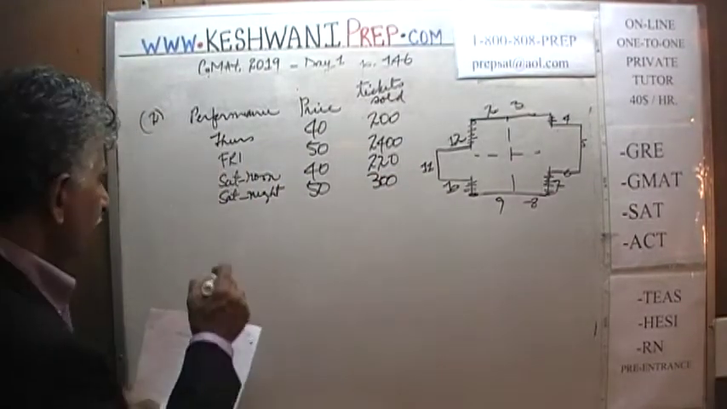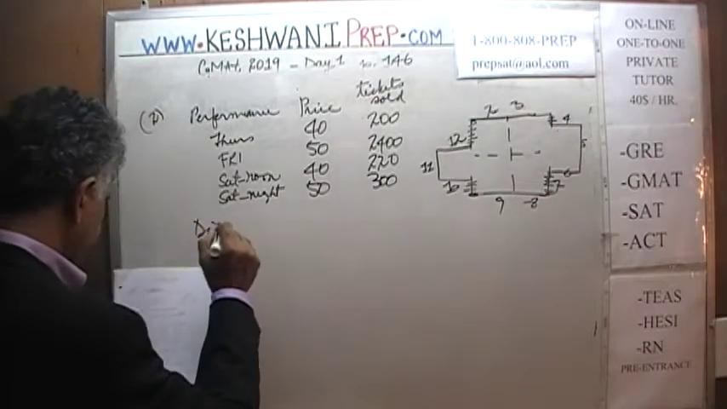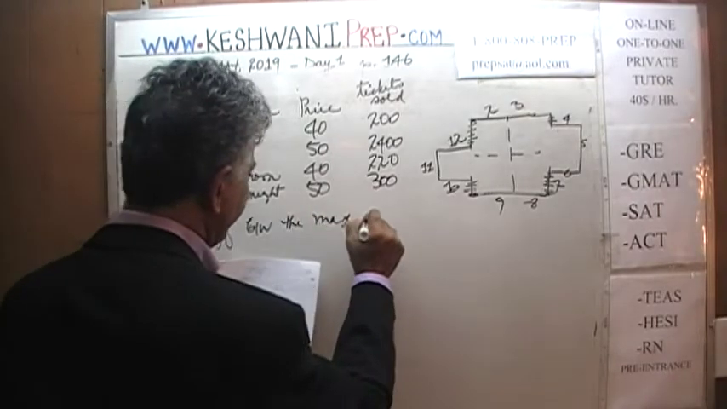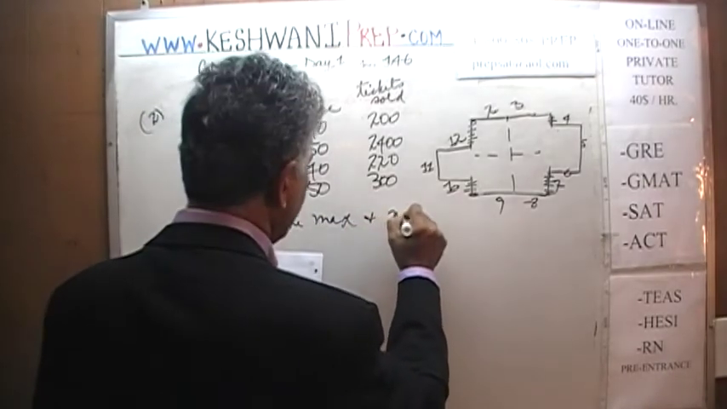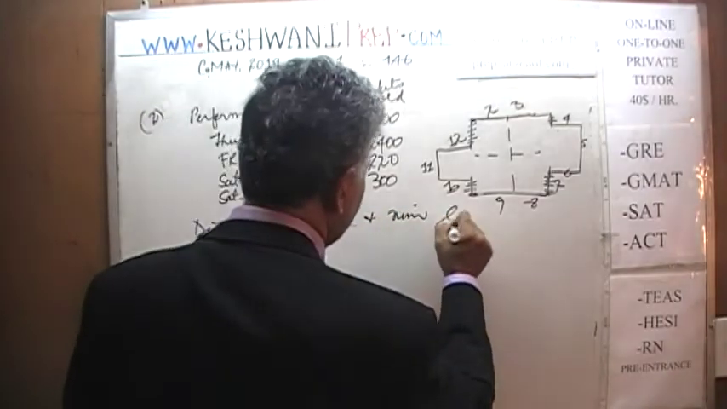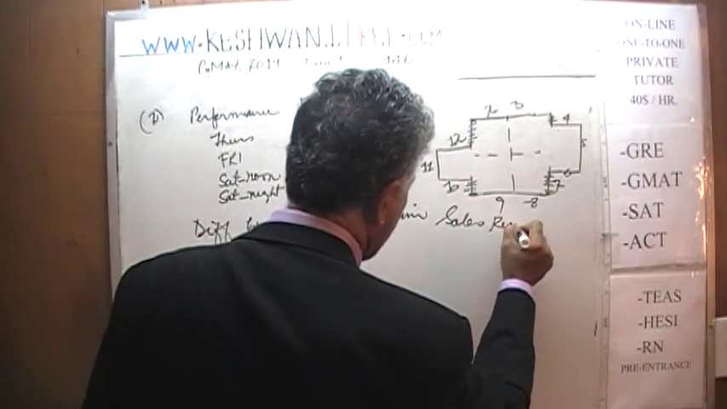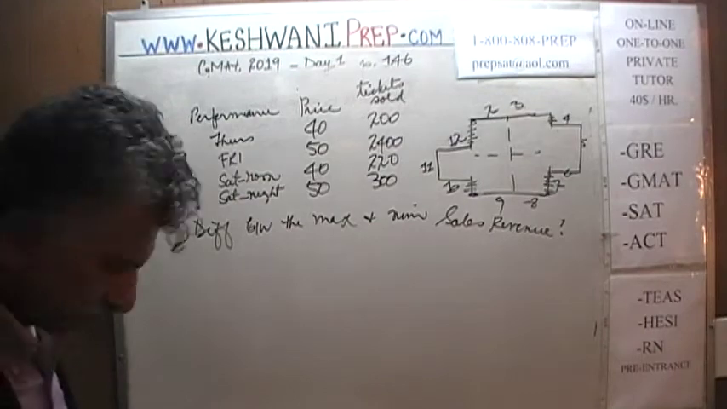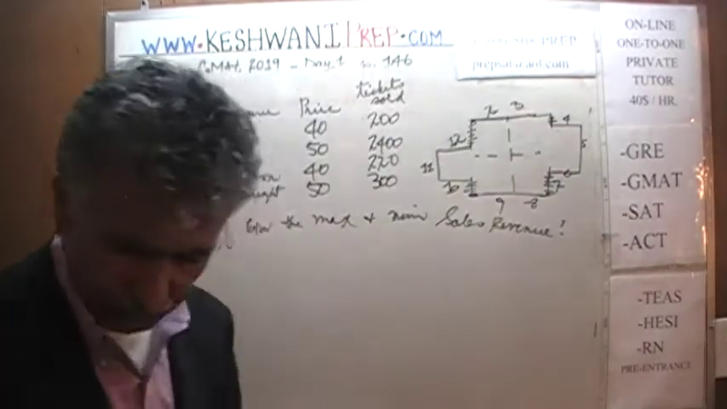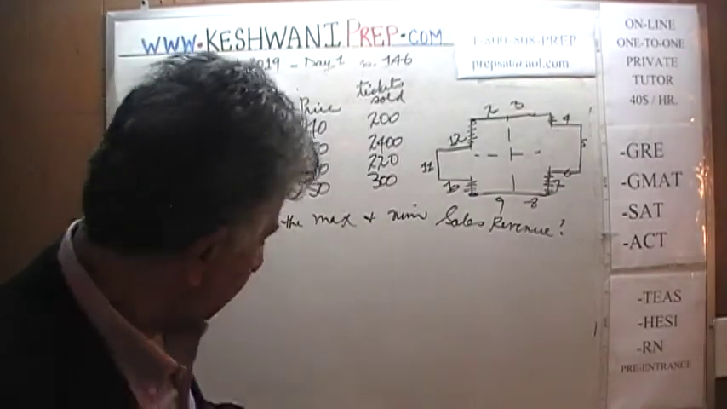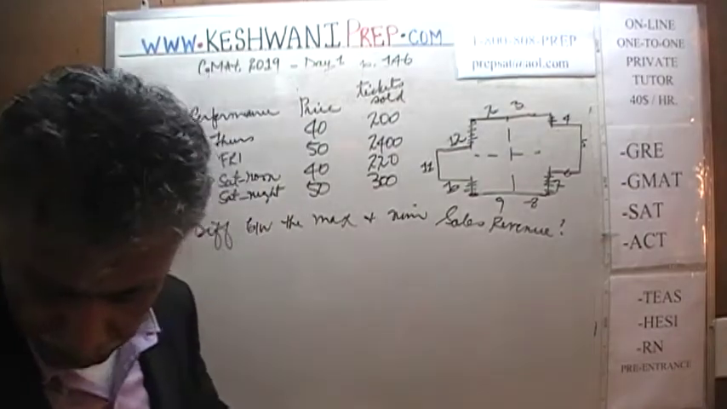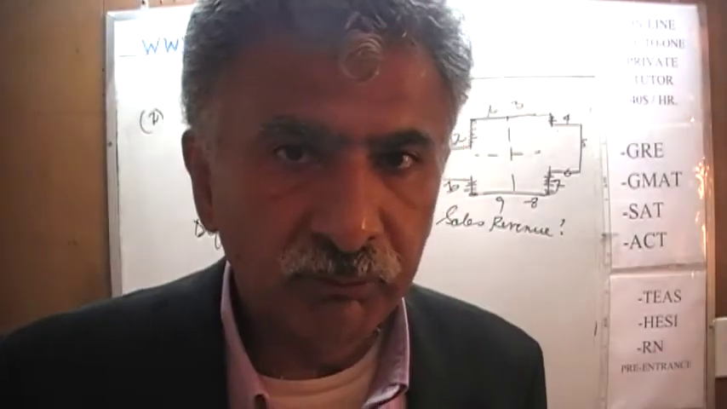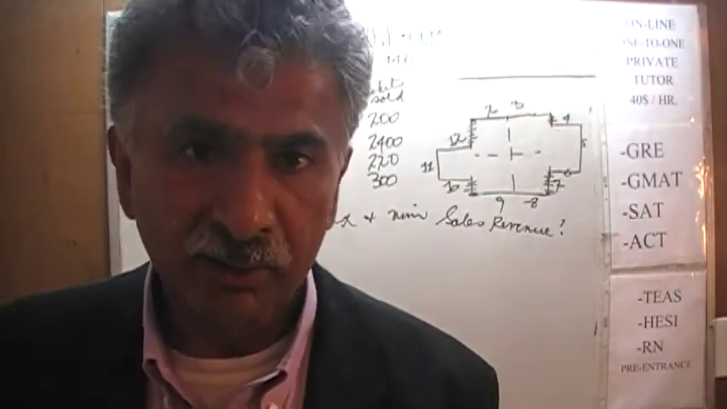And the question simply is, what's the difference between the maximum and minimum sales revenue? What's the difference between maximum and minimum sales revenue? Let me change the marker here, because I think this marker is about to die. Well, it's very straightforward. We want the difference between the highest grossing performance and the lowest grossing performance. In other words, we want the range of our revenue.